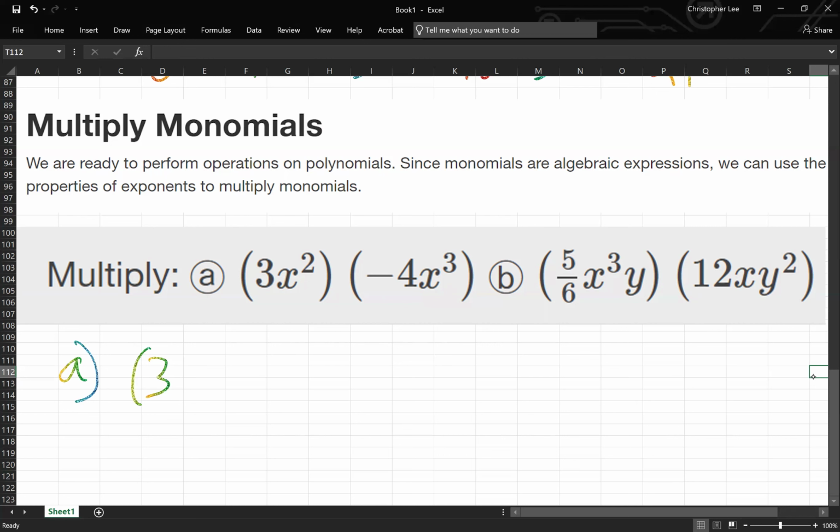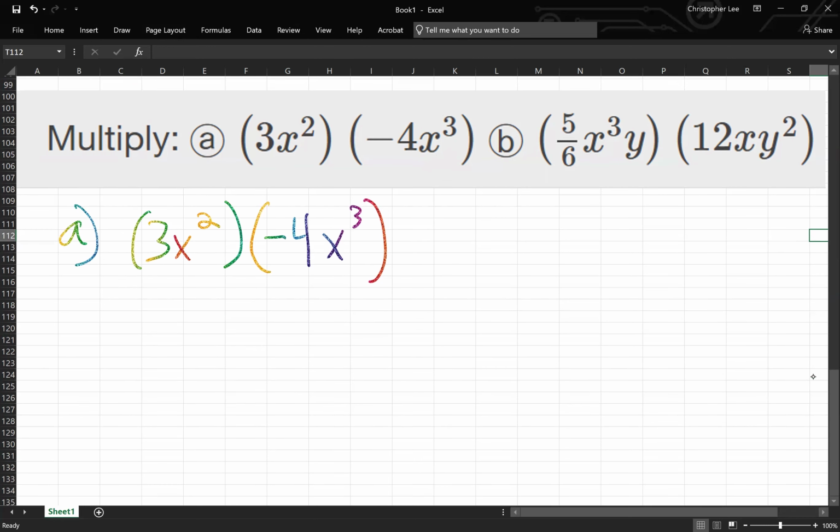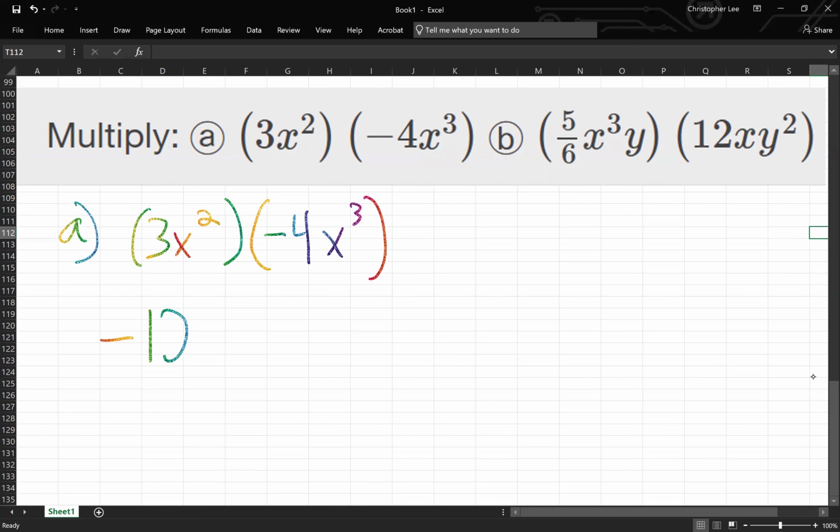I got 3x squared times a negative 4x cubed. Let me give y'all the most simple advice ever: numbers with numbers, variables with variables. What's 3 times negative 4? Negative 12. Good. And then what's x squared times x cubed? x to the 5th power. Very good. Remember, whenever we multiply the variables, we add the exponents. And then 3 times negative 4, we know how to do that.